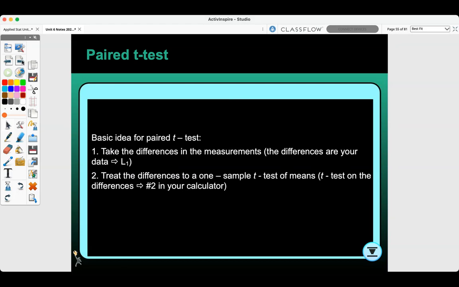The basic idea of a t-test is you take the differences in the measurements. The differences are your data, so you put those in list 1. And you treat the differences as a one-sample t-test of means, a t-test on the differences. It's number 2 in your calculator under tests.